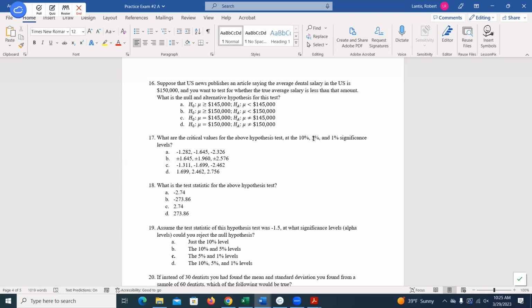I already had the practice exams made up, and I meant to go back and delete that. I'm not going to expect you to know how to do critical value stuff. We just talked about p-values, okay? So ignore this one. And then we get down to 18.